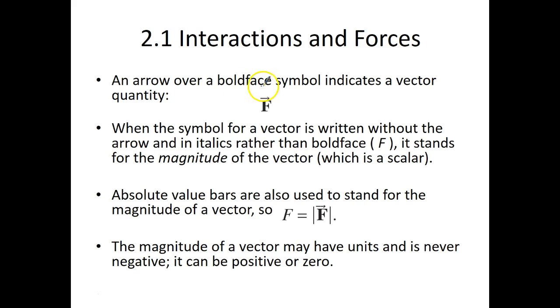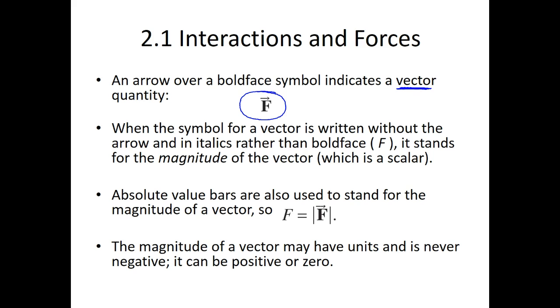Alrighty, so let's talk a little bit more about how we draw these. An arrow over a boldface symbol indicates that it is a vector, and a vector and a scalar are two different things. Whenever you see something in bold or with an arrow on top, we call that a vector. If something is a scalar, it will not have that arrow over the top, and typically the abbreviation will just be italicized and not bolded.